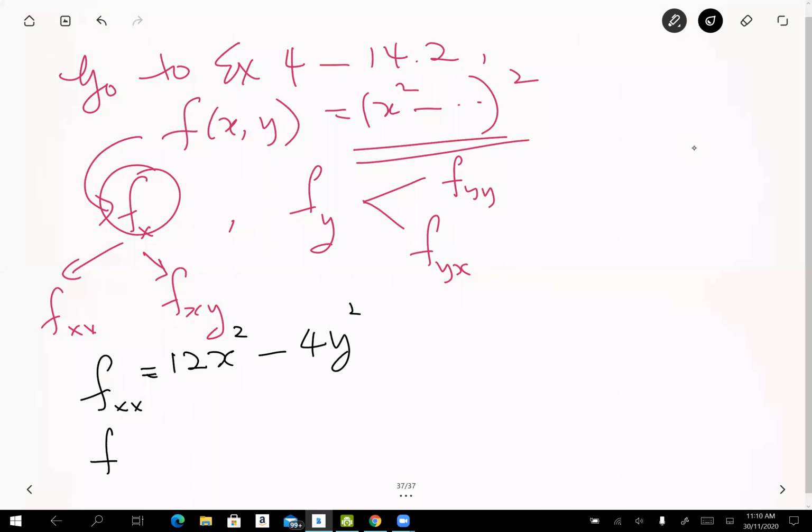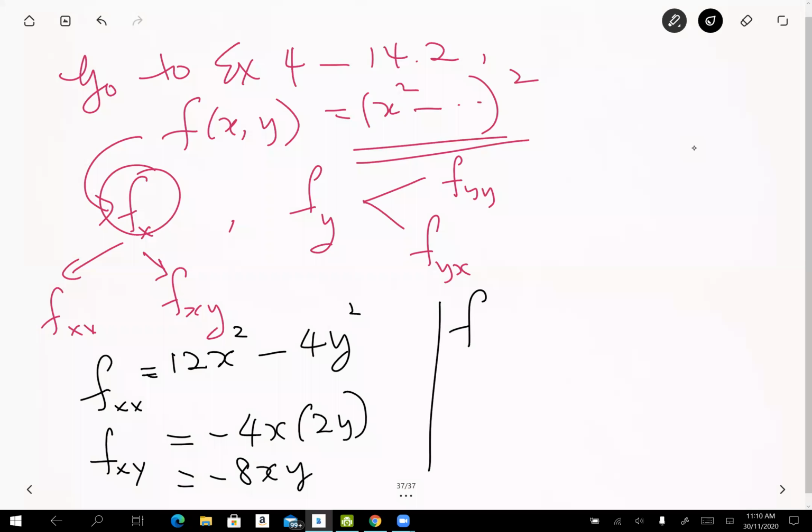And now you do the derivative of fx with respect to y, fxy. Now, first term, x cubed is constant. So that is 0. And you have only y squared. So you got -4x multiplied by 2y. So that will be equal to -8xy. Okay?